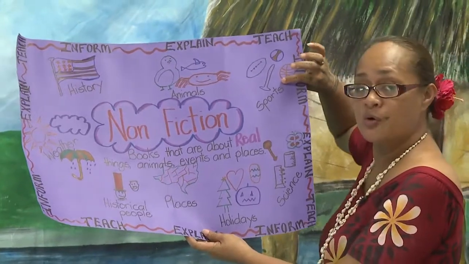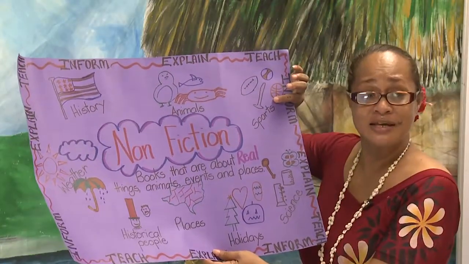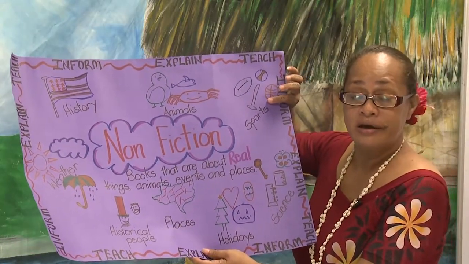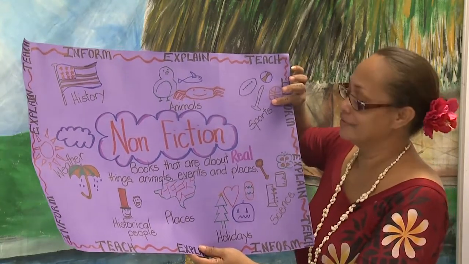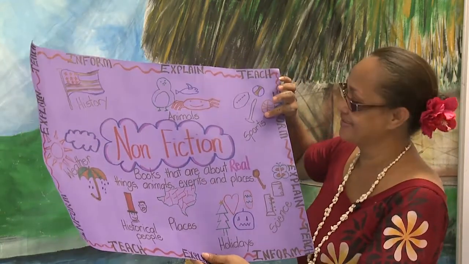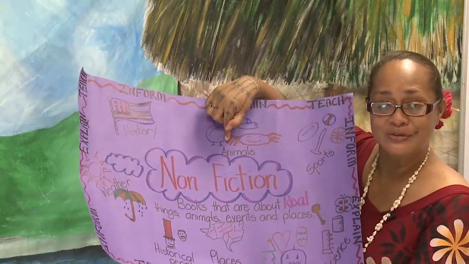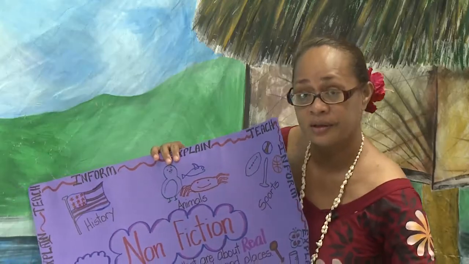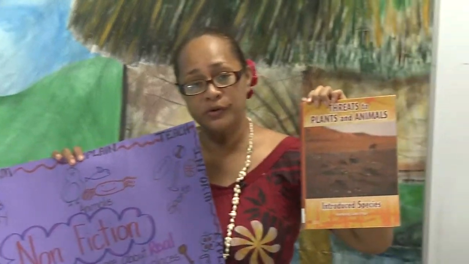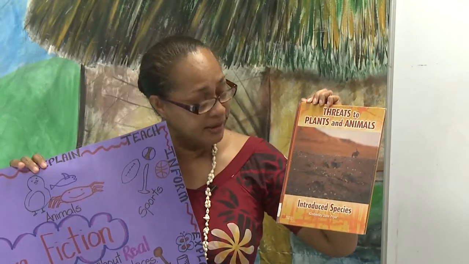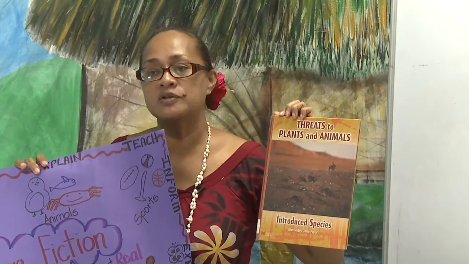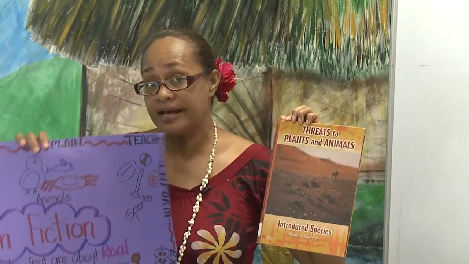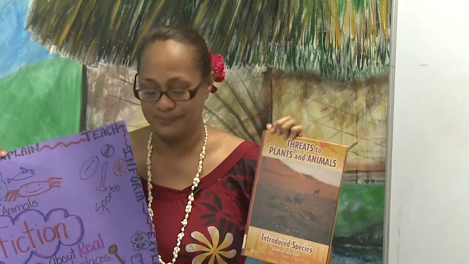Books about sports. Who likes to play sports? Yeah, me too. I like to play netball, even though I'm not good at it. It will be about animals, like our book here. That is how you know that a book is non-fiction, because of the features or the text forms that we've been talking about.